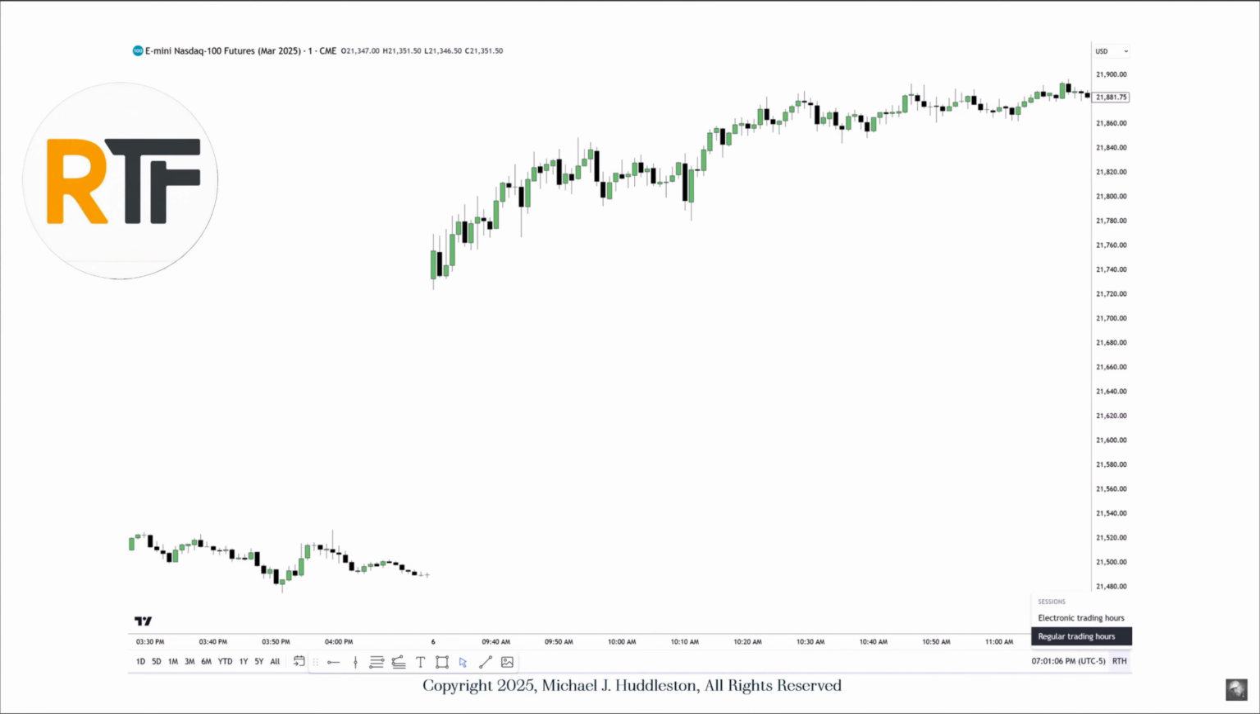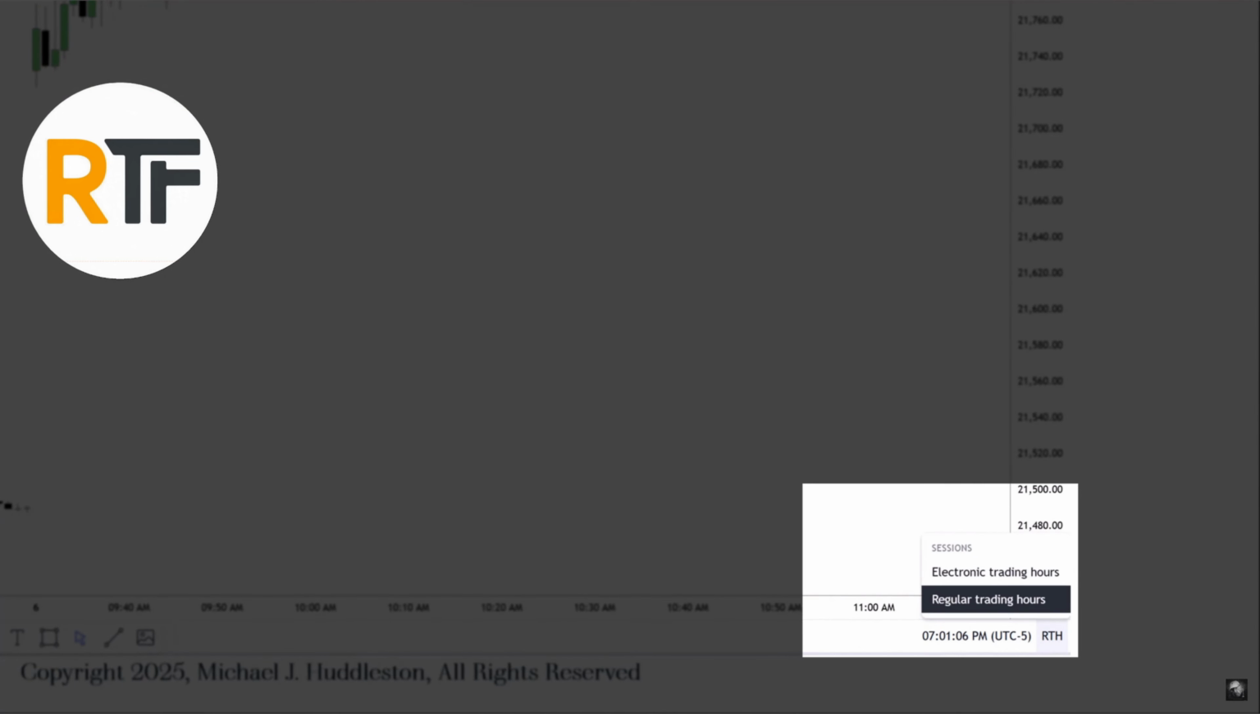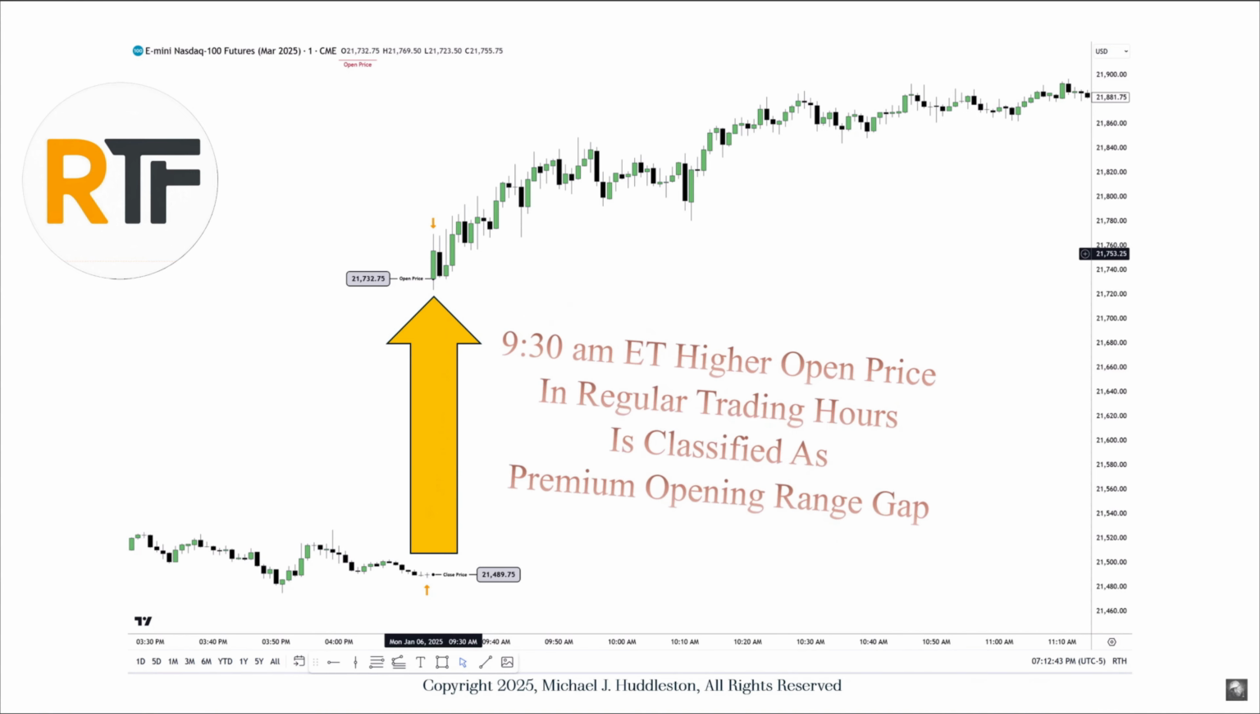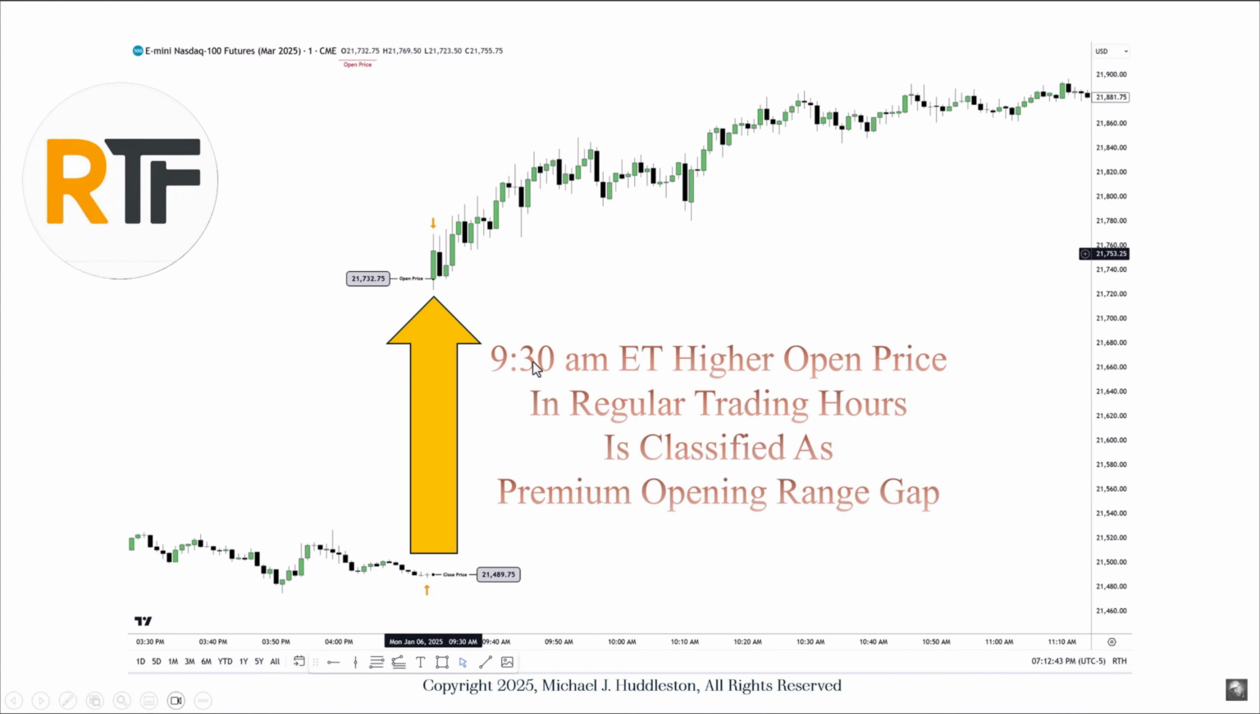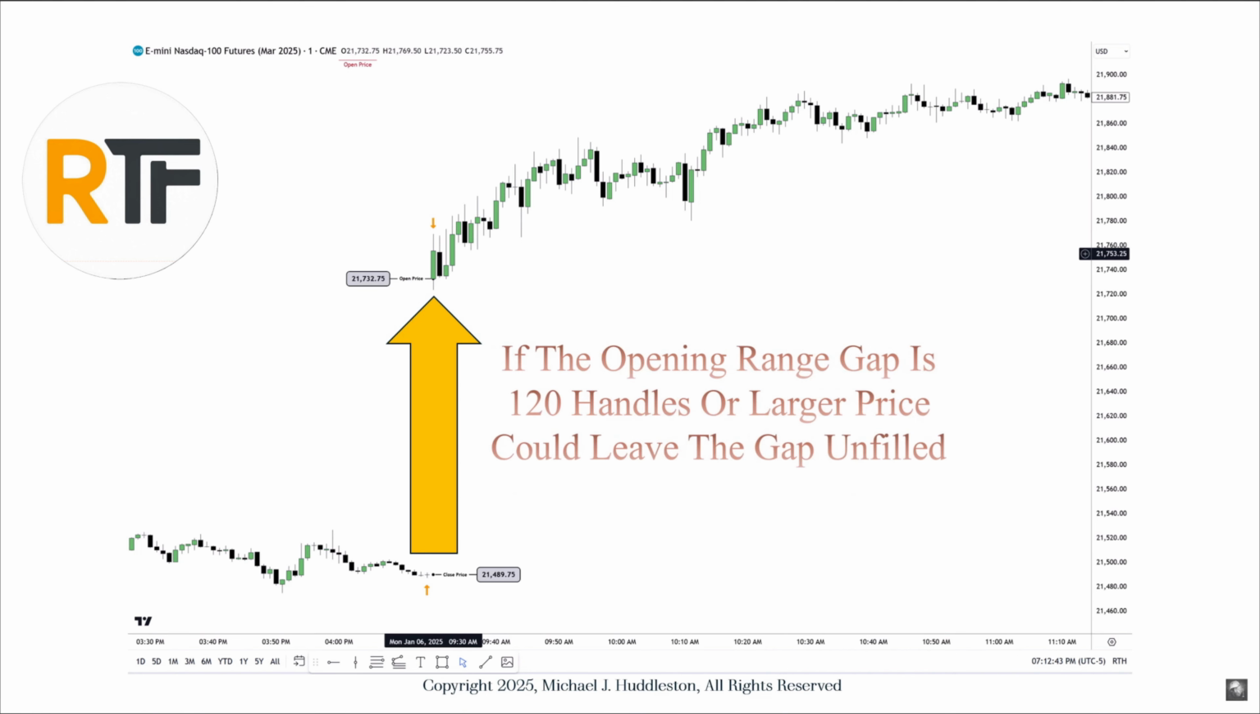First and foremost, you have to make sure that your chart is showing regular trading hours, not electronic trading hours. A higher opening price at 9:30 a.m. Eastern Time in regular trading hours is classified as a premium opening range gap. If the opening range gap is 120 handles or larger, price could leave the gap unfilled.